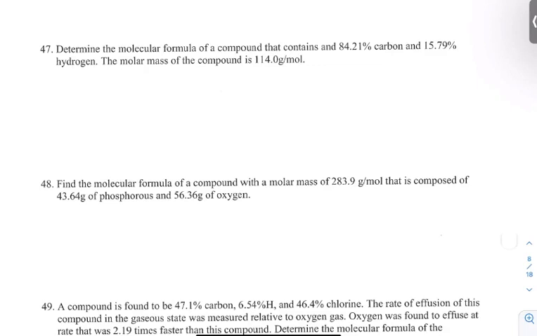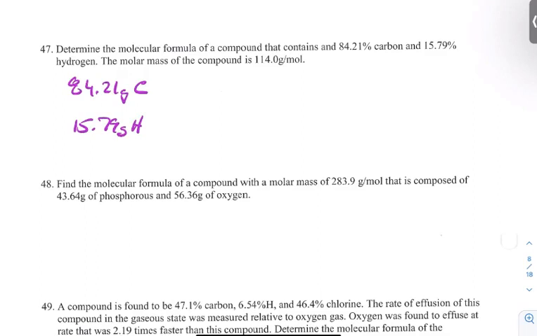In number 47 that you see on the page, it says determine the molecular formula of a compound that contains 84.21% carbon, 15.79% hydrogen. Now, the first complication is they didn't give me masses, they gave me percentages. And sometimes that'll happen when you're doing some work of this nature. But very easy, just assume you have 100 grams. If I have 100 grams of this material, then that means I have 84.21 grams of carbon and 15.79 grams of hydrogen.